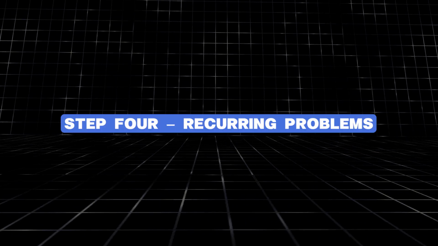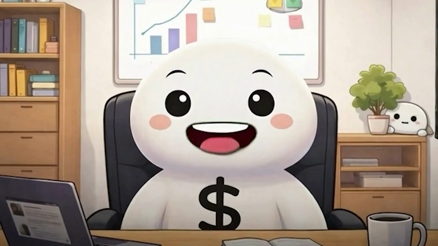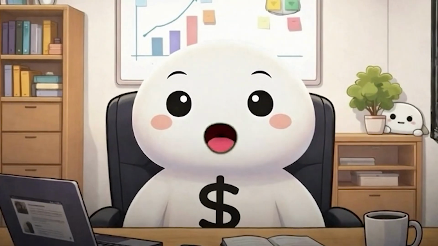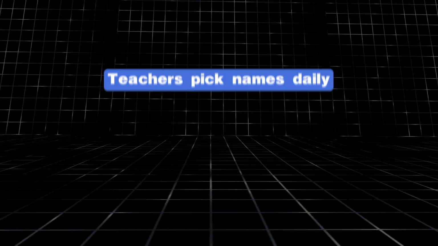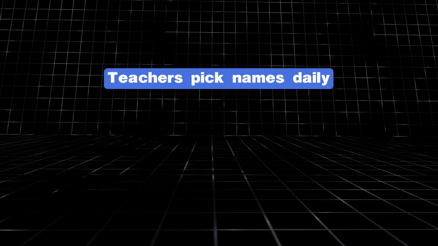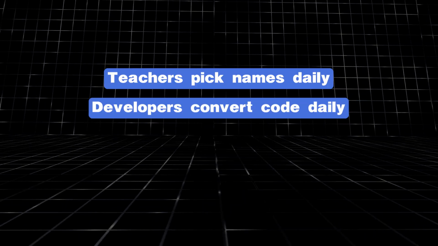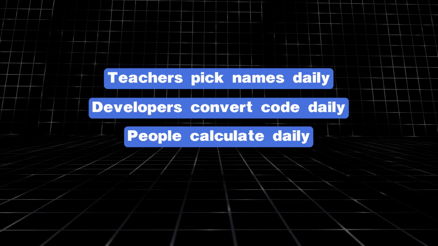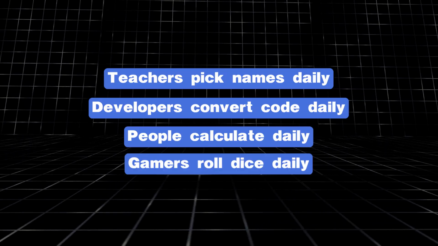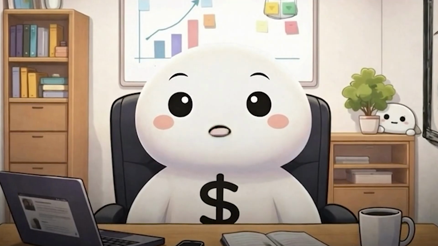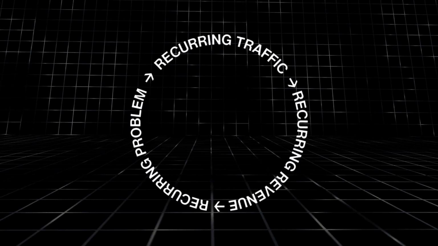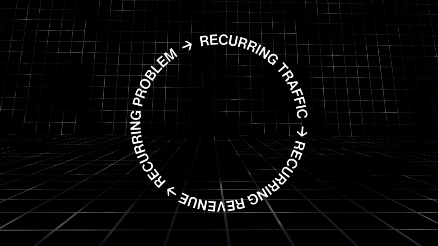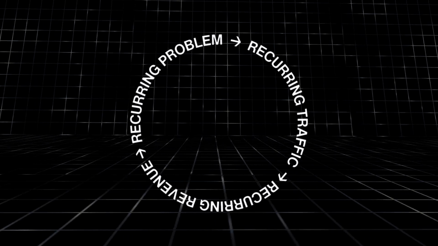Step 4. Look for recurring problems. This is big. The best tool ideas solve problems that happen over and over again. Teachers pick random students every day. Developers convert hex codes constantly. People calculate percentages constantly. Gamers roll dice constantly. You want something repeatable, and not something someone searches once in their life and never again. Recurring use equals recurring traffic, and recurring traffic equals recurring revenue.